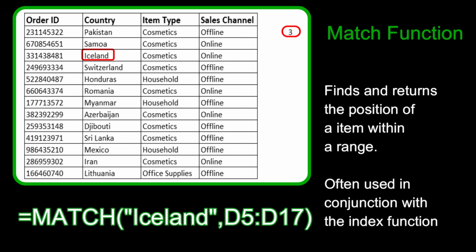Now the match feature finds and returns the position of an item within a range and is often used in conjunction with the index. The match formula here reads find Iceland within the range of D5 to D17 and return the position of that value. And as you can see, it returned a value of 3 because it is located on row 3.